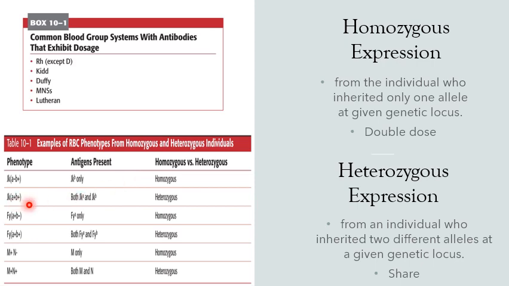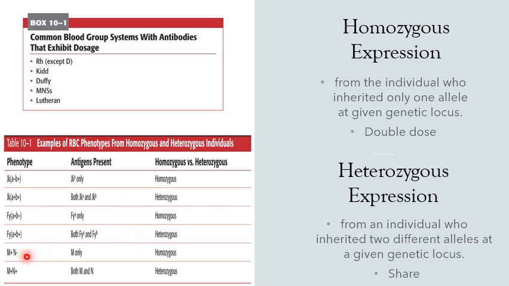Next is JKa positive, JKb positive. So, meron siyang JKa and JKb, meaning heterozygous siya. Then, another phenotype, Fya positive, Fyb negative. So, meron lang siyang Fya only, so homozygous. Fya positive, Fyb positive: this phenotype has both Fya and Fyb, so heterozygous ito na phenotype.